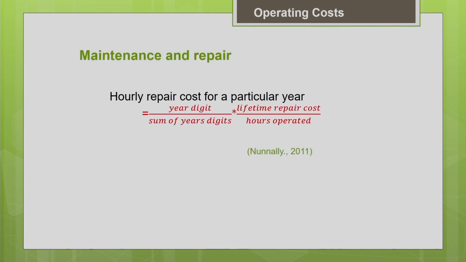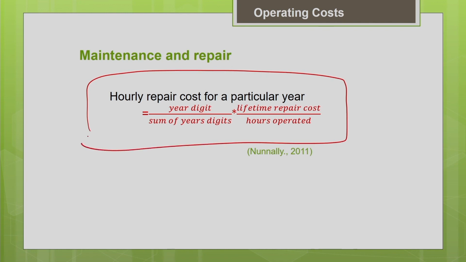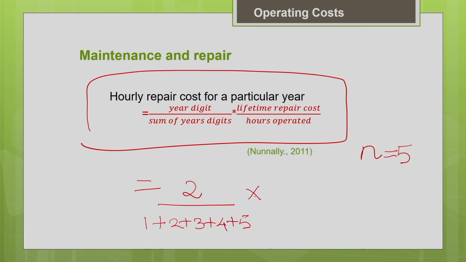Now let us see how to estimate the hourly repair cost for a particular year. This formula, if you remember, is somewhat similar to what we used for estimation of depreciation using the sum of the years digit method. So, the hourly repair cost for a particular year, how to calculate. Say for example, you are going to estimate it for the second year of the equipment operation. Then you have to put the year digit as 2, and for the sum of the years you have to take the total n. Say the useful life of the machine is 5. Then the sum of the years digit will be 1 plus 2 plus 3 plus 4 plus 5, multiplied by the lifetime repair cost.